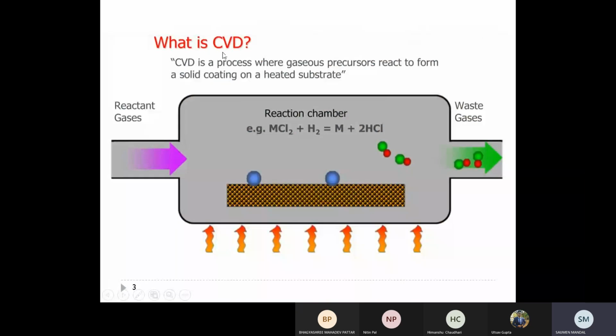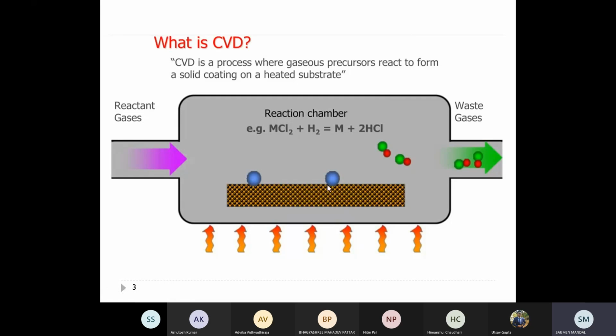So what is CVD? CVD is a process where gaseous precursors react to form a solid coating on a heated substrate. You can see the heating is there. This is kind of a furnace, and this furnace is nothing but the chamber. The reactant gas will come, and the waste gas will go, and inside you can see MCl3 and H2O giving M plus twice HCl. This M is a metal, and that metal will deposit here. So this is the idea.